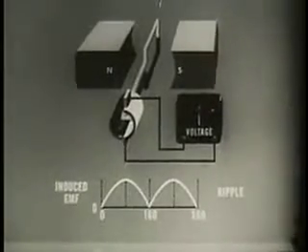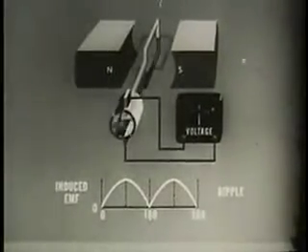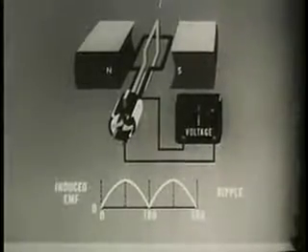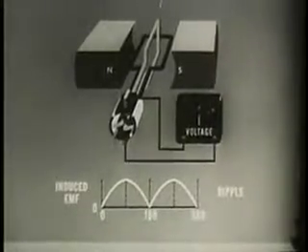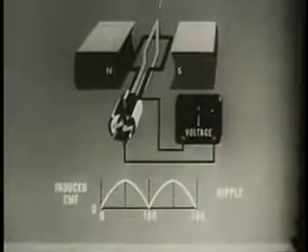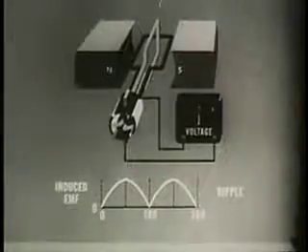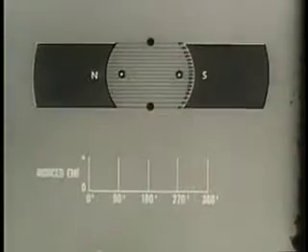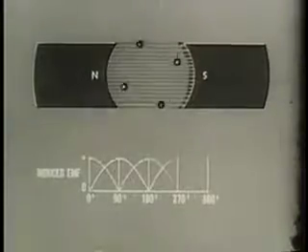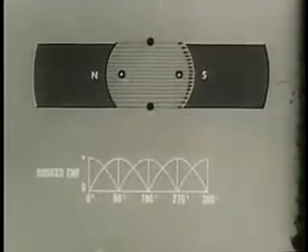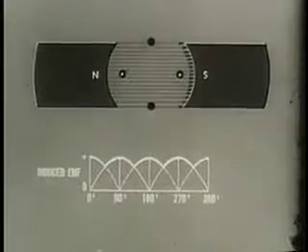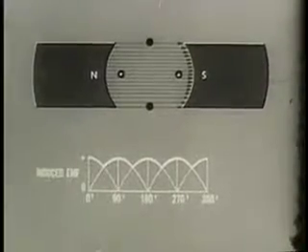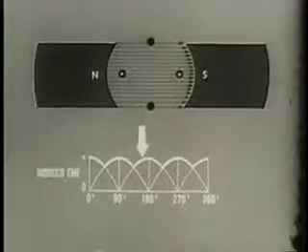This ripple can be reduced by adding more loops and more commutator segments to the existing armature. Two loops at right angles connected to four commutator segments provide two outputs instead of one. These outputs are 90 degrees displaced, or apart, which combine to smooth the DC output. However, even with two loops and four commutator segments, the rectified curve is still somewhat irregular.